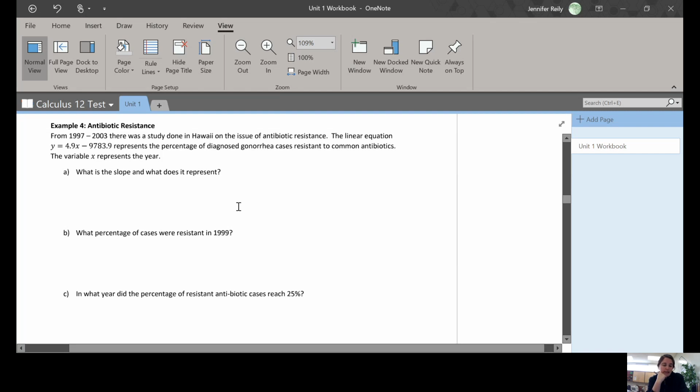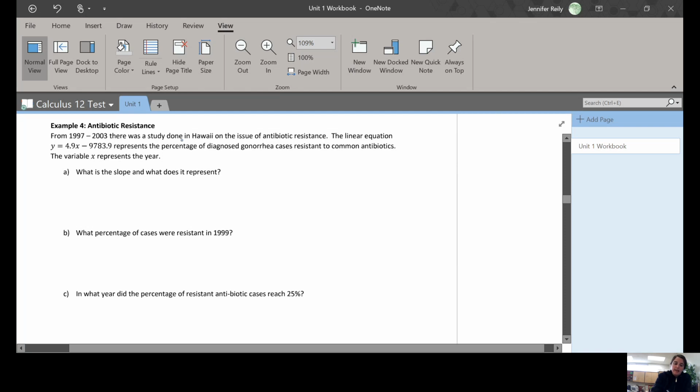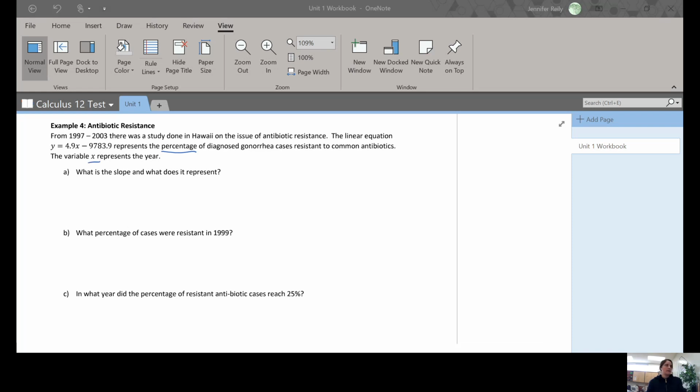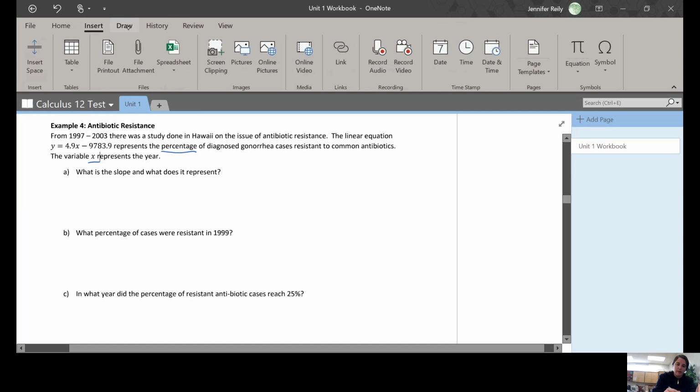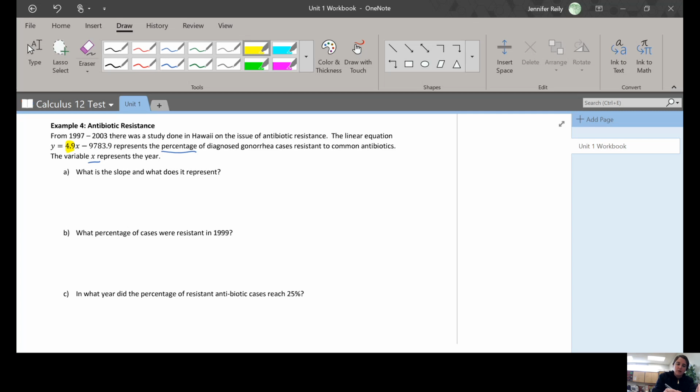So from 1997 to 2003, there was a study on the issue of antibiotic resistance. The linear equation here represents the percentage of diagnosed gonorrhea cases, and the variable x represents the year. So y is a percentage and x is a year. So what is the slope and what does it represent? For this question, we can just read off the slope from the equation there. And we need to write the correct units.